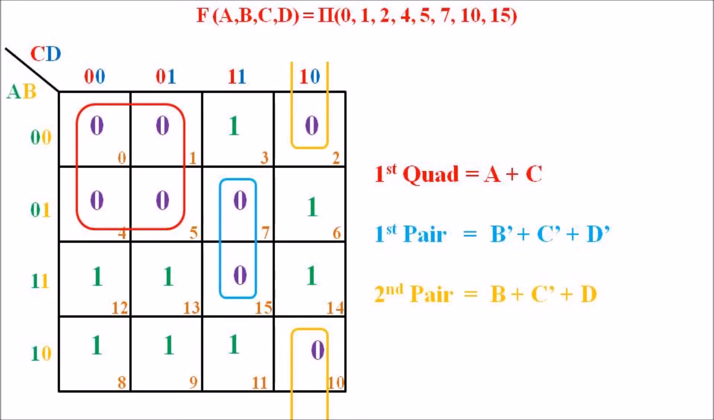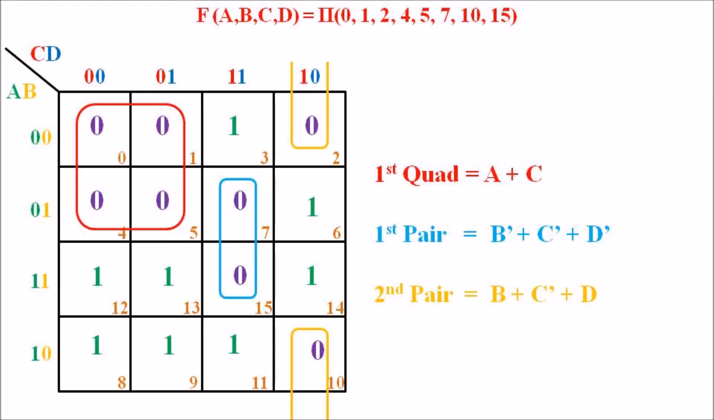When analyzing the third grouping, that is the second pair, this pair lies in the first row and fourth row and in the fourth column. When analyzing these row values, the value of A is 0 in the first row and 1 in the fourth row. Thus, the value of A can be ignored, and the value of B is 0 in row 1 and row 4. Thus, the value of B can be considered for the final reduction. And since it lies in the fourth column, the values of C and D are 1, 0 respectively. That is, the final reduction will be B plus C complement plus D.